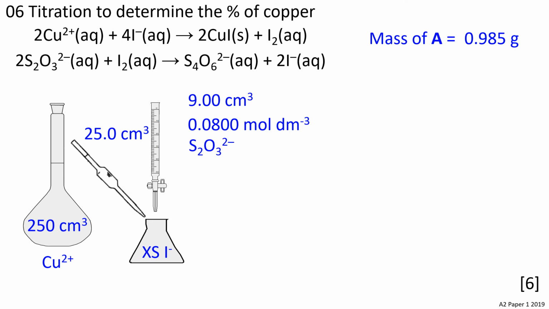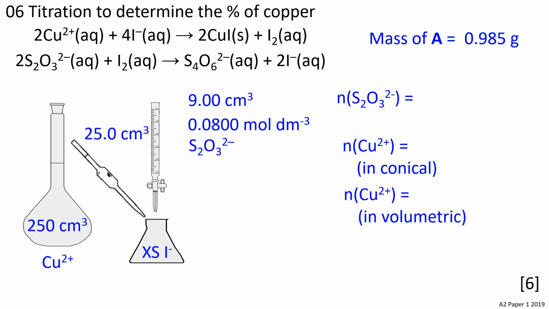So we've got a volume and a concentration of thiosulfate, so we can work out the amount of thiosulfate. We can then use the two balanced equations to work out the amount of copper ions, but remember that's the amount of copper ions in the conical flask. We can then multiply that up to find the amount of copper ions that were present in the volumetric flask at the beginning of the reaction. So to find the amount of thiosulfate, it is concentration times volume. That works out at 9 times 10 to the minus 3 multiplied by 0.08, which gives me 7.20 times 10 to the minus 4 moles of thiosulfate.